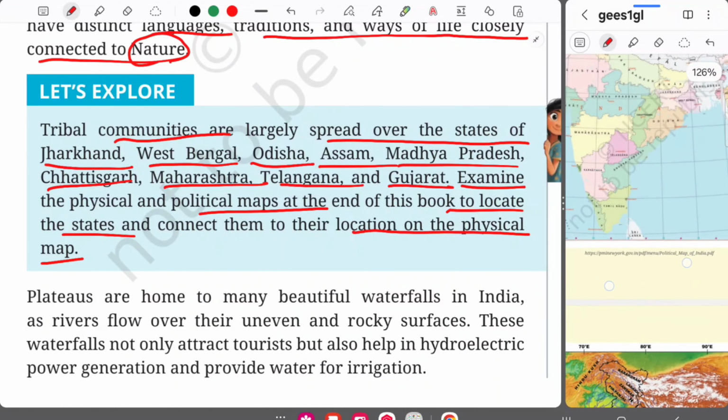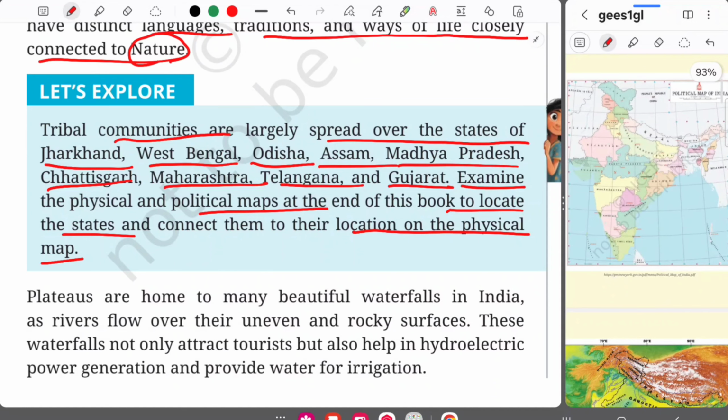Please try to study this map by yourself first. If you don't understand the map while I am teaching, you will not understand which area or which state I am teaching about. If you have studied the physical map as well as the political map properly, then it will be easier for you to understand. When I say Jharkhand, you will be able to understand that Jharkhand is in this area.